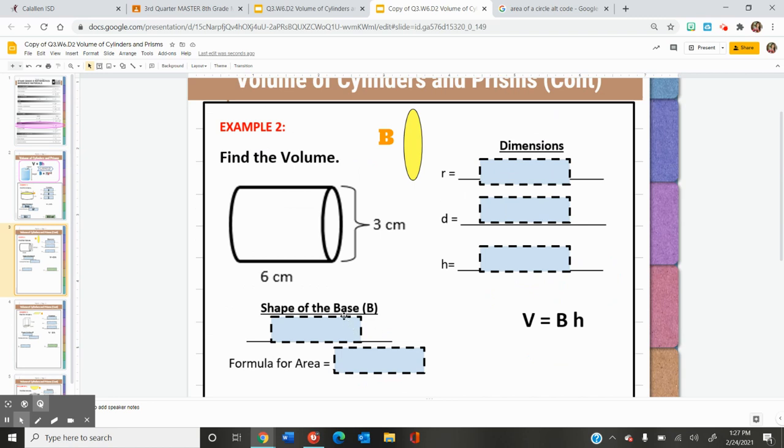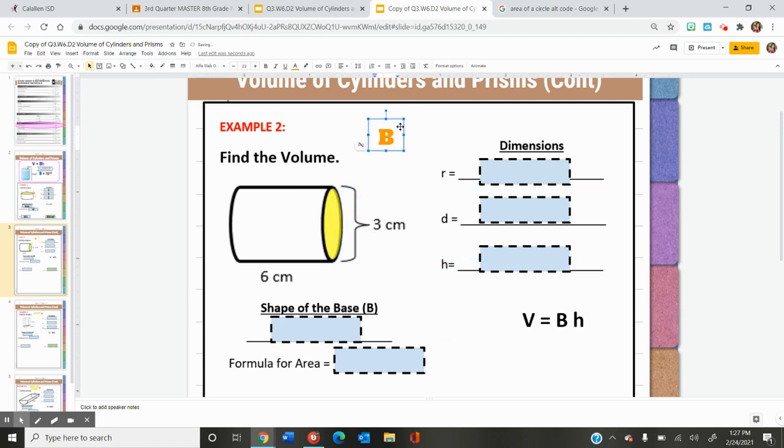Okay, so now we're here on example 2, and again, we have a cylinder. So the first thing I needed to do is identify my base. Remember, the base of a cylinder is always going to be the circle, so our base is right here. And I'm just going to drag over the big B to indicate that that is my base. Now, let's go ahead and write these dimensions very quickly.